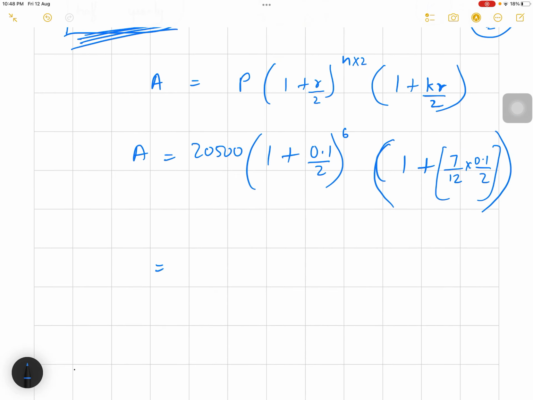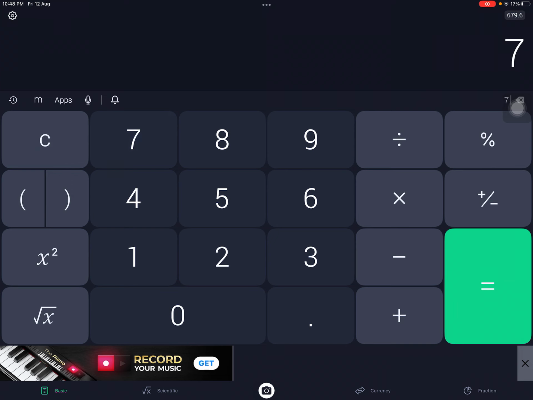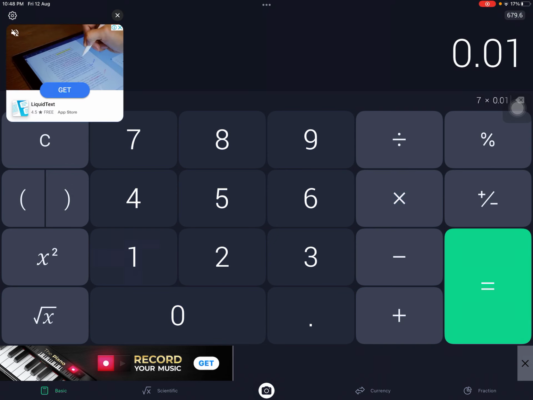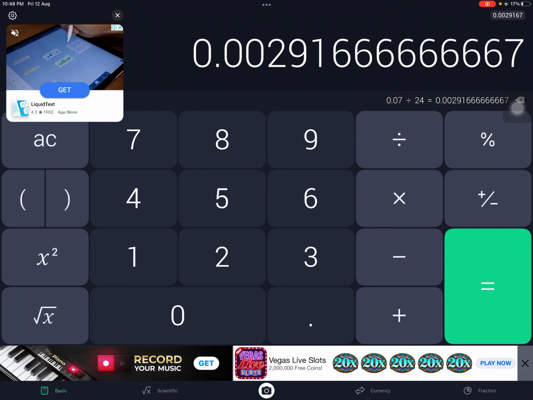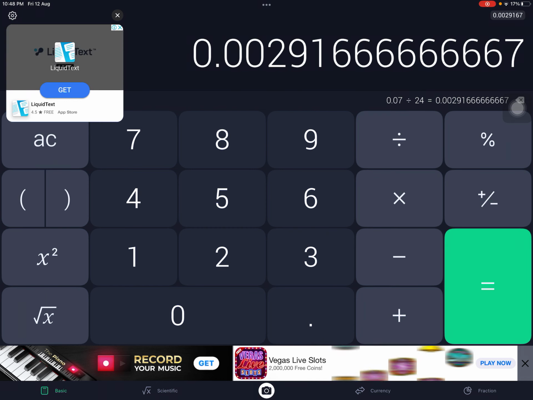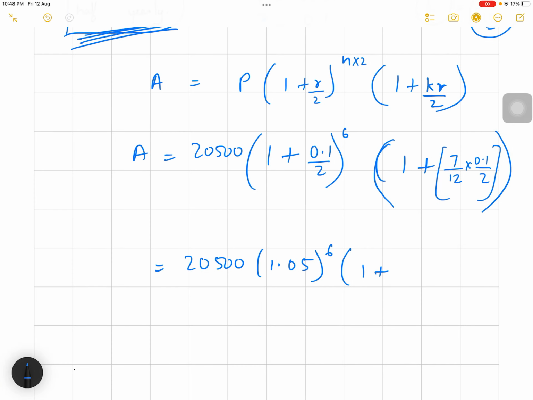So let's calculate this. This will become 20500 into 1.05 raised to 6. Now let's calculate this: 1 plus 7 into 0.1 divided by 24. 7 into 0.01 divided by 24, it comes to... just a second. 12 into 2 is 24.